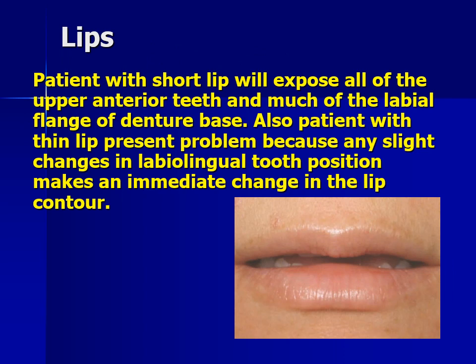Lips should be evaluated carefully. Those patients with short lips will expose much of their teeth and much of the labial flange of the denture base. So careful setting of the teeth and good waxing and contouring of the labial flange should be done. Also, patients with thin lips will face a problem because any slight change in the labiolingual direction of the tooth will make an immediate change in the lip contour.